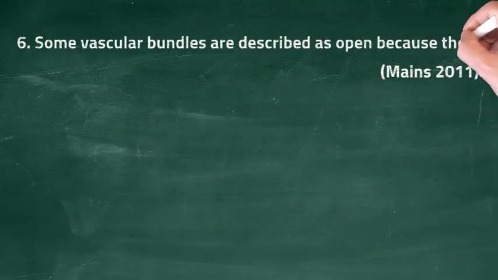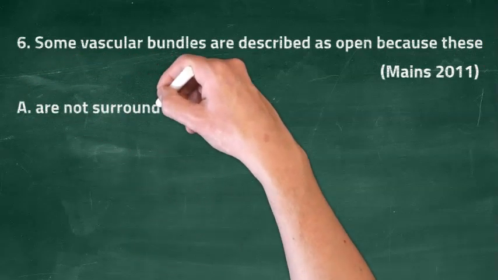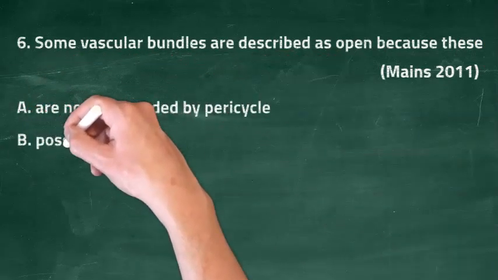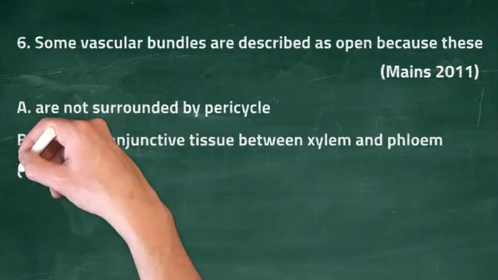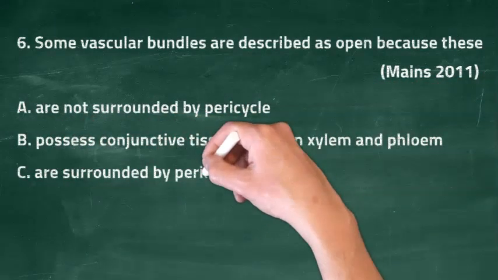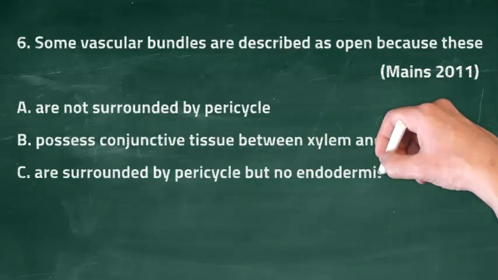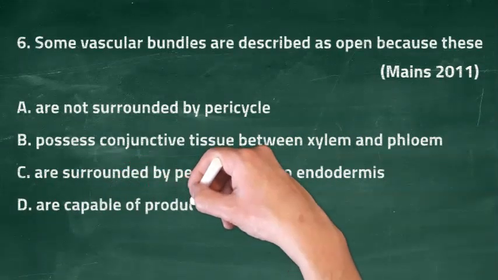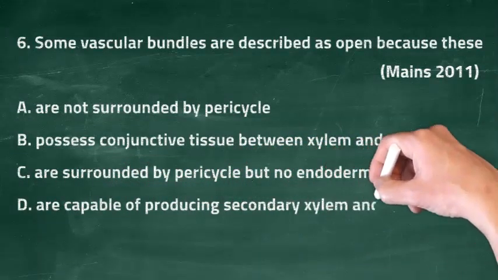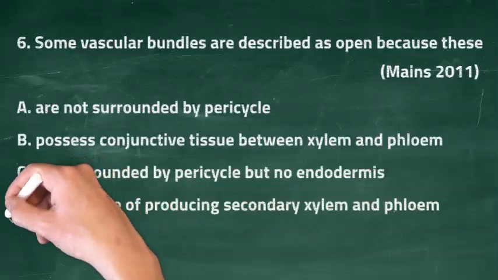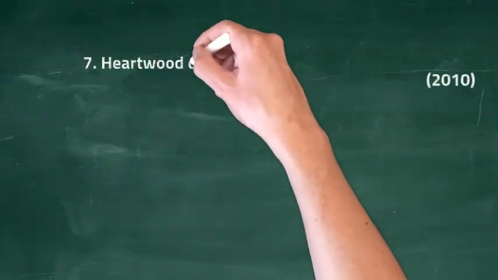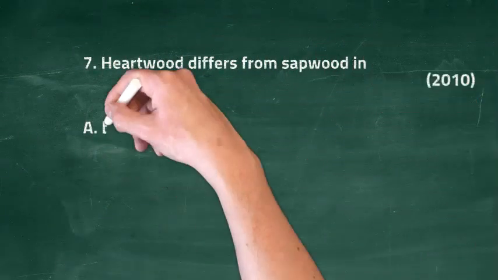Question 6th. Some vascular bundles are described as open because these: option A, are not surrounded by pericycle. Option B is possesses conjunctive tissue between xylem and phloem. And option C is are surrounded by pericycle but no endodermis. Option D is are capable of producing secondary xylem and phloem. The right answer to this question is option D, are capable of producing secondary xylem and phloem.